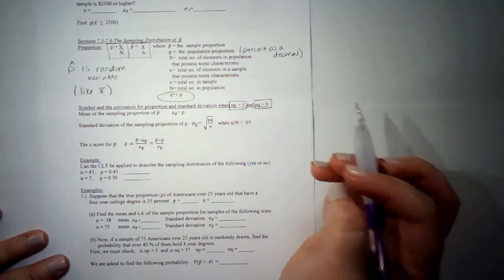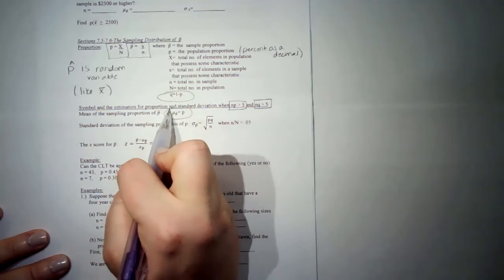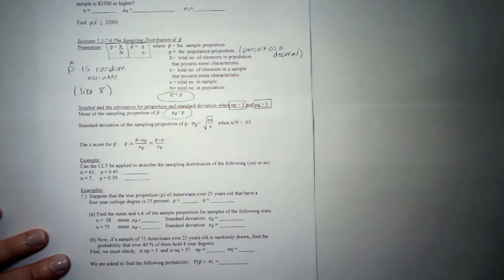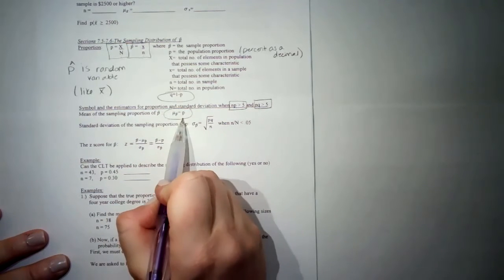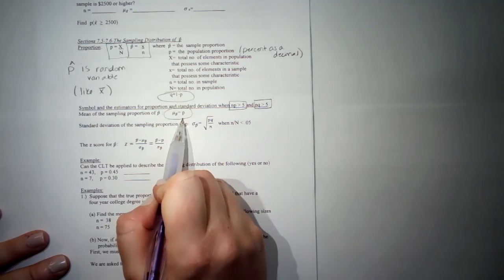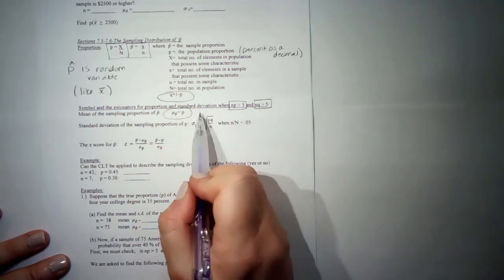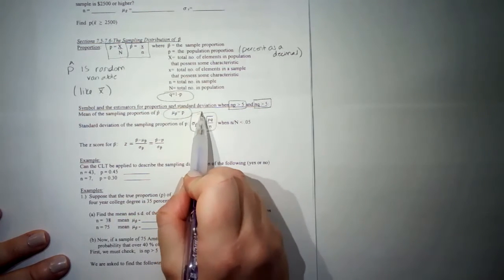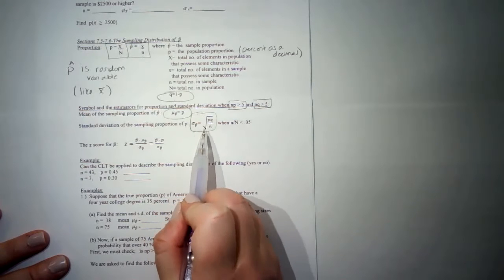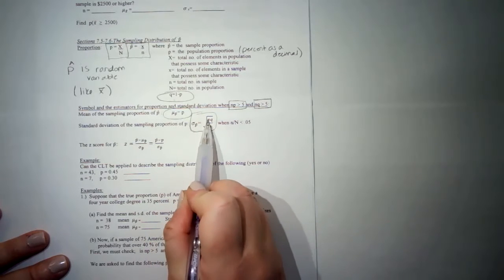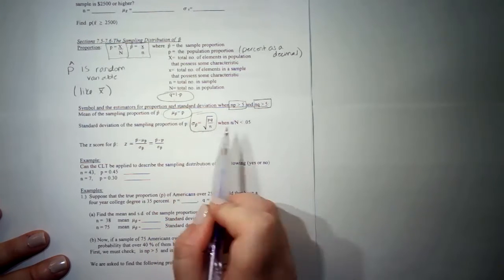Okay, all right. We already talked about this. We said that the mean for proportions and percents is just going to be p. Right? You're going to have to change it to a decimal, but it's just going to be p. We also talked about this. We said our new standard deviation is going to be the square root of p times q over n. Okay.